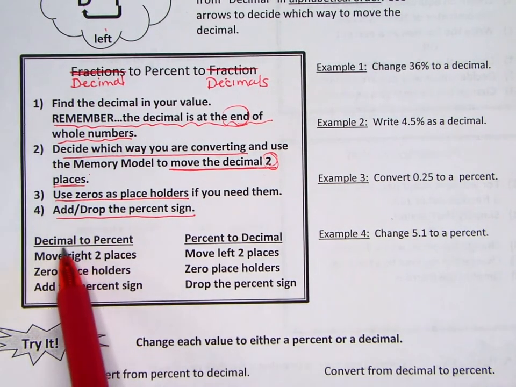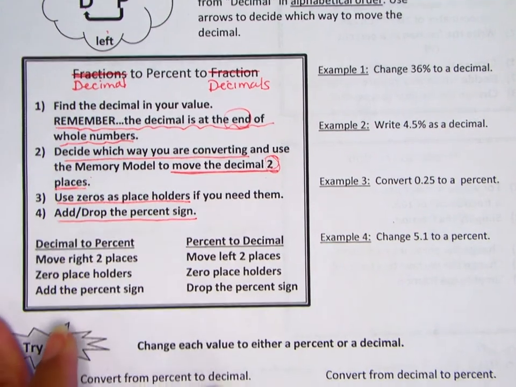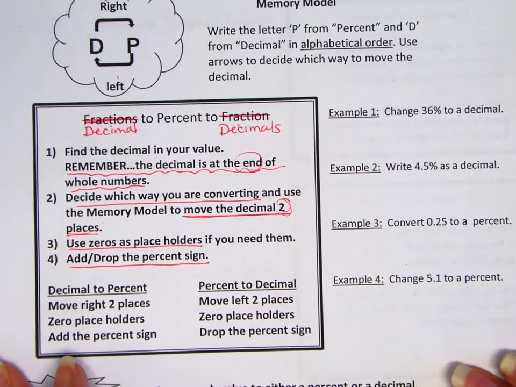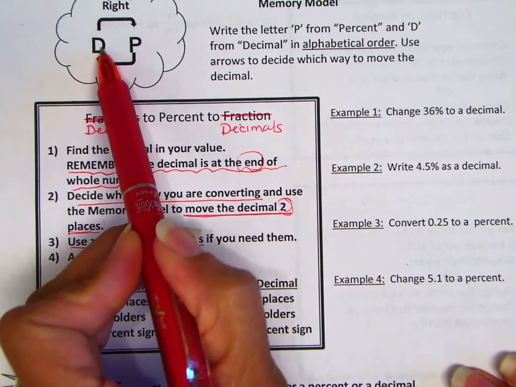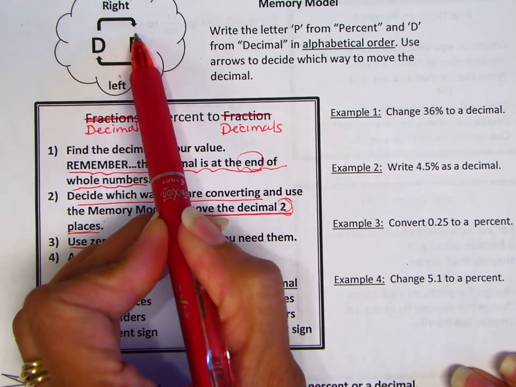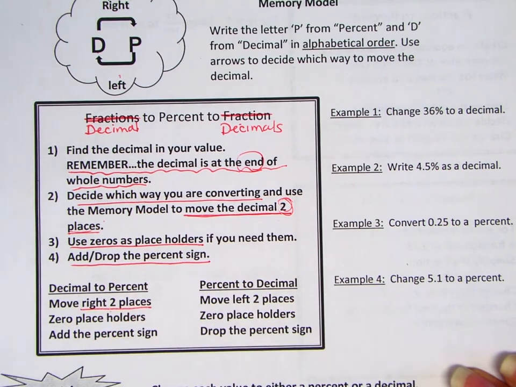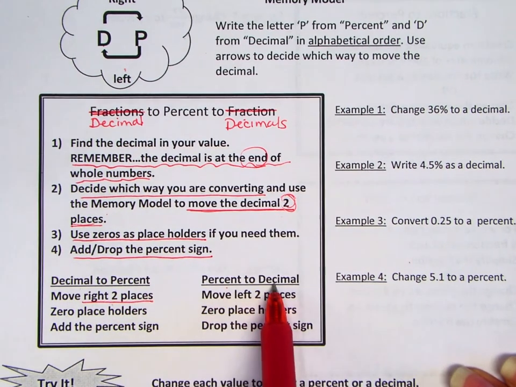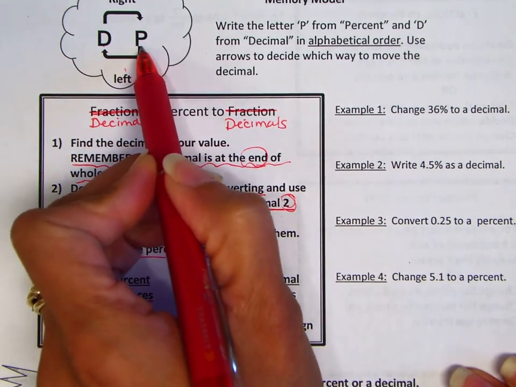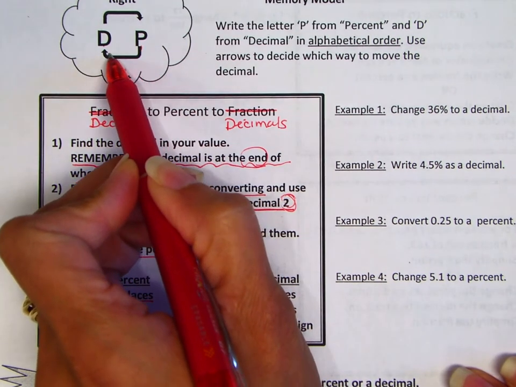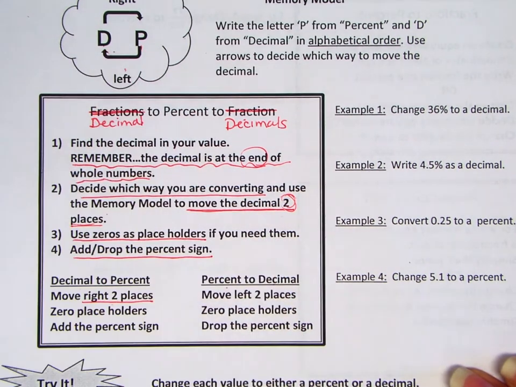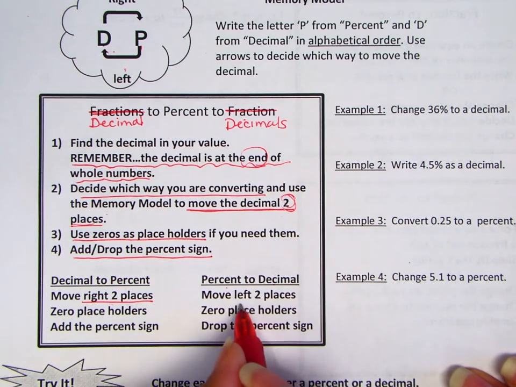So you can move a decimal to percent. And looking at our memory model that we wrote in alphabetical order, if I convert from decimal to percent, I'm moving to the right 2 places. If I am converting from percent to decimal, here's my memory model, percent to decimal, I am going to be moving left 2 places.